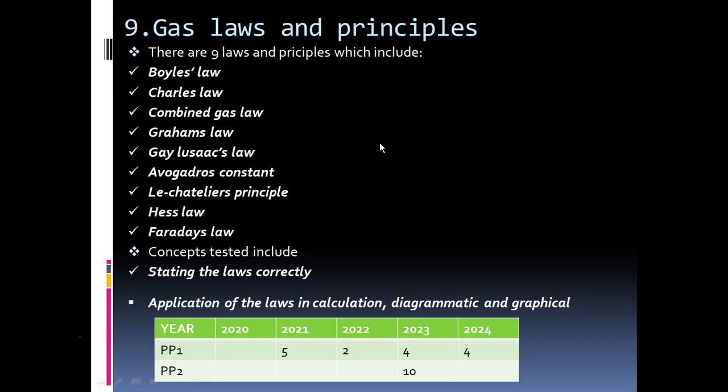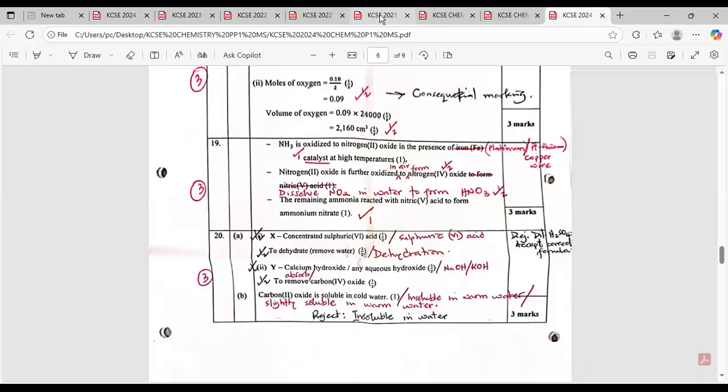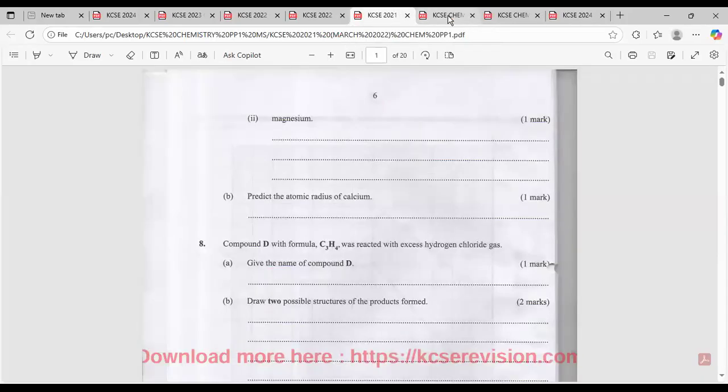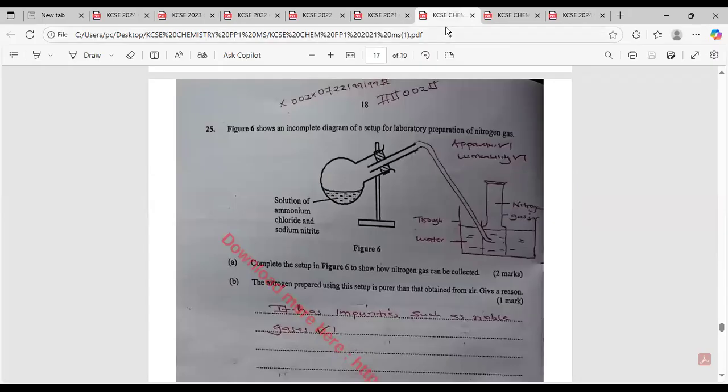Yes? Ryan? 2021. Yes, Ryan, you have said 2021. Okay, okay. So, I take you through 2021 about the gas laws.